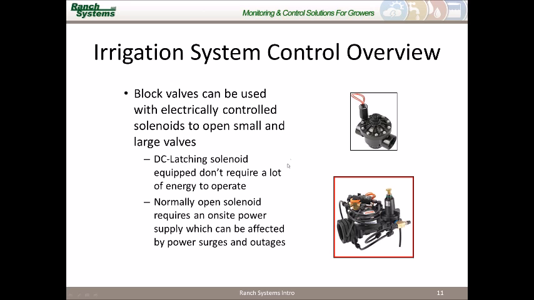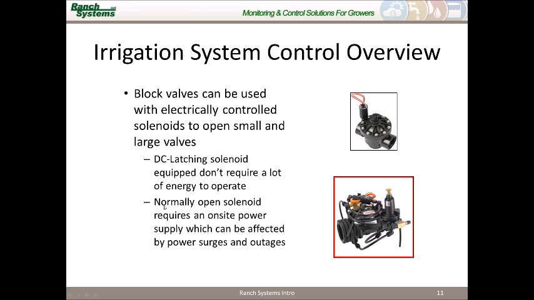So one of the ways that most growers go about doing this is equipping their existing valves with DC latching solenoids or a normally open solenoid. Now there's two advantages to doing a DC latching solenoid. One is that it requires less energy and can be verified as open with a signal as well. And it does not require an on-site power supply.